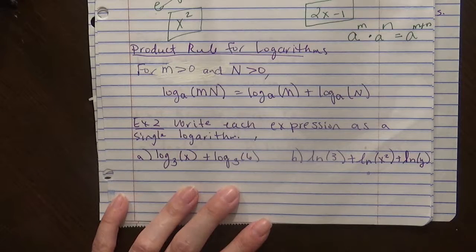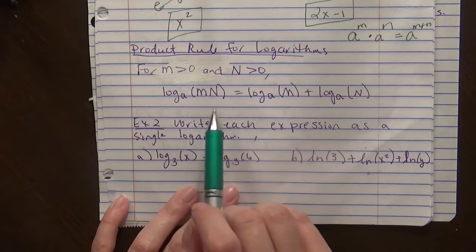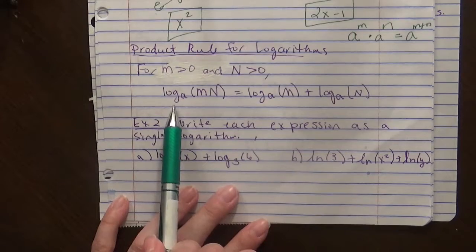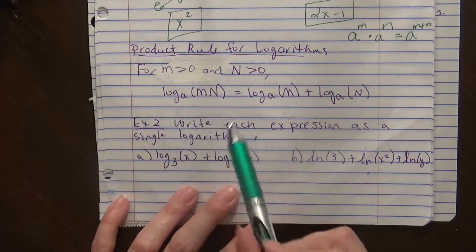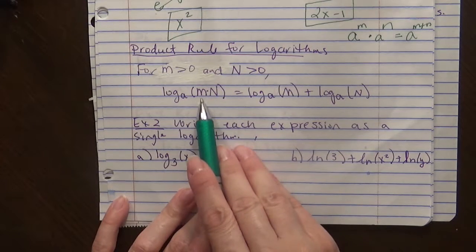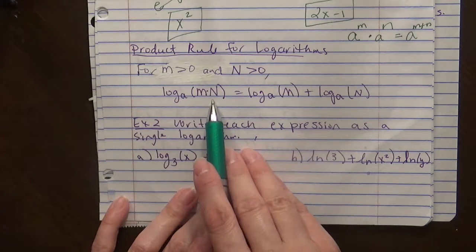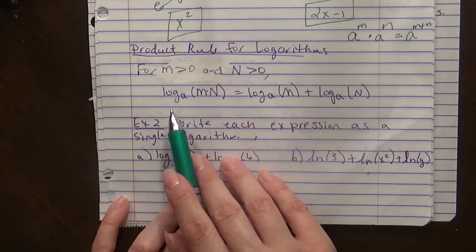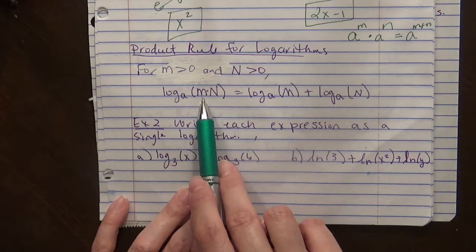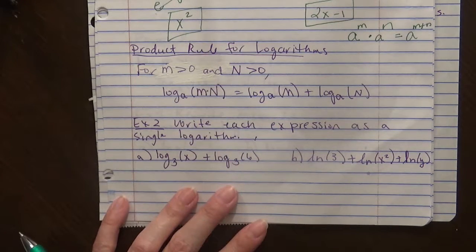Well, the logarithms being the inverses of the exponential functions, they have a very similar property. So we have a product rule for logarithms that states for m greater than 0 and n greater than 0, log base a of m times n, so that's multiplication, equals log base a of m plus log base a of n. So if you're taking the logarithm of a product, this can be broken apart as the logarithm of the first factor plus the logarithm of the second factor.